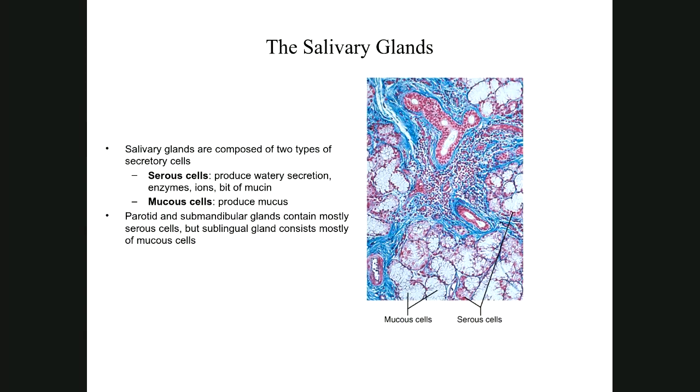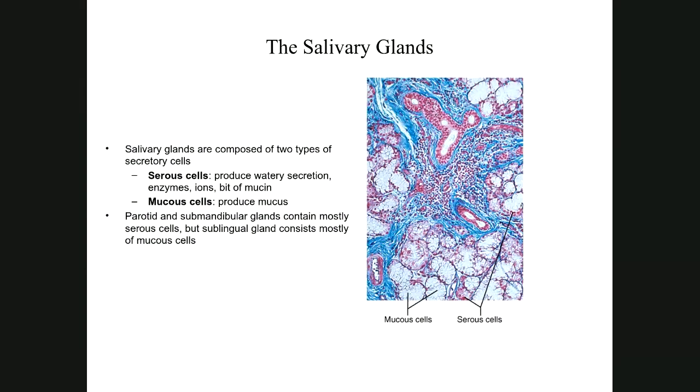There are two types of secretory cells in the salivary gland. We have the serous cells that produce watery secretions, enzymes, ions, and a bit of mucin. And we have the mucous cells. Those produce mucus. Parotid and submandibular glands contain mostly serous cells, and the sublingual gland consists mostly of mucous cells.